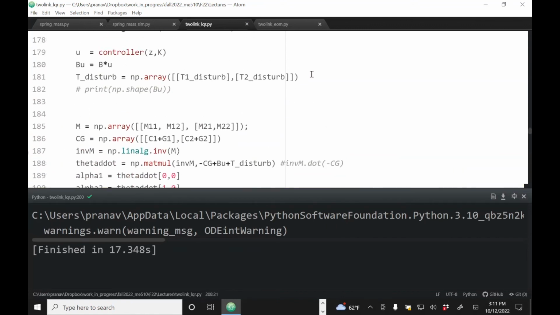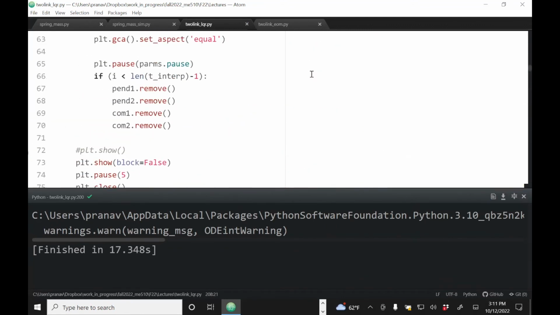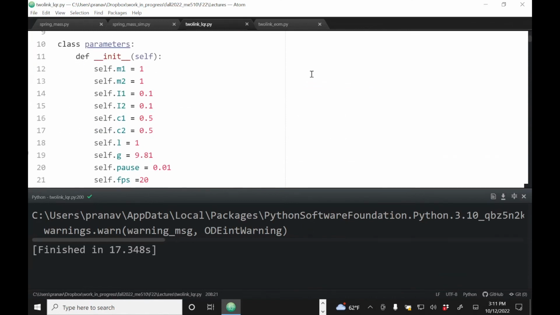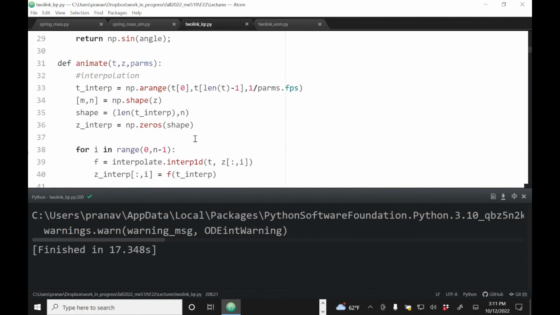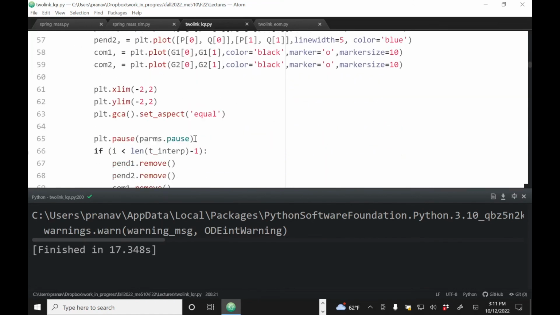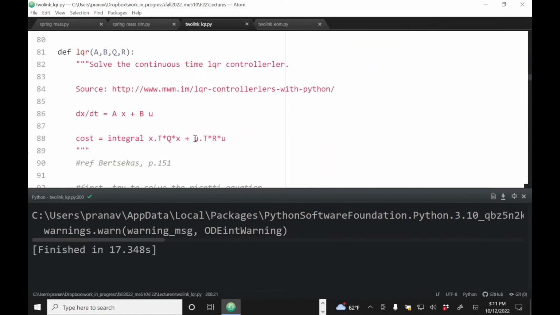Okay, so a little bit about the code. Remember that there were 2 systems I could do. I could do a Pendubot or an Acrobot. The Pendubot has B as 1, 0. This B basically tells you which actuator, where the actuator is placed. Here it's placed on link 1. If you uncomment this and comment this out, it will basically be an Acrobot. And so you can simulate both systems using this. The second thing I want to say is that besides copy pasting the code from last time, I also added these.